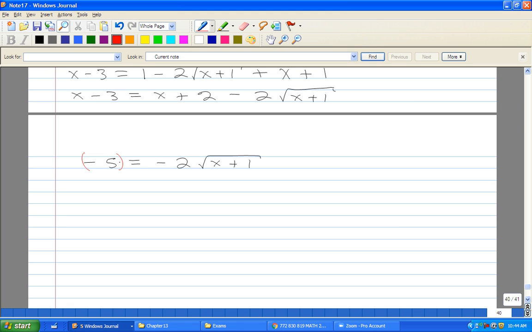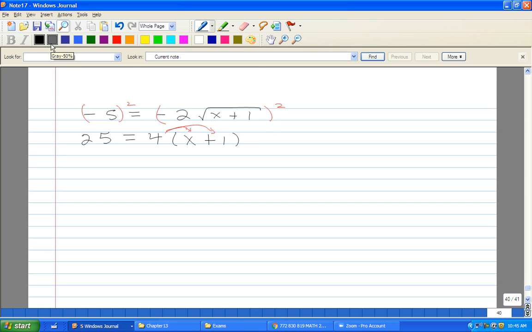Square both sides of my equation to get rid of the square root. And so 25 is equal to 4 times x plus 1. Multiply the 4 inside the parentheses. And so I get that 25 is equal to 4x plus 4. Subtract 4 from both sides of your equation. Divide by 4.